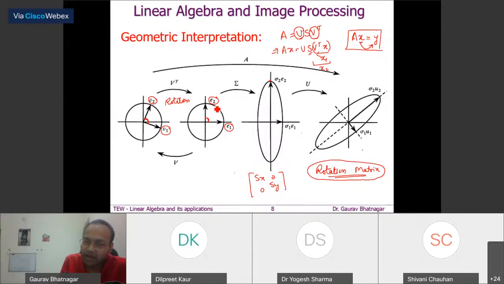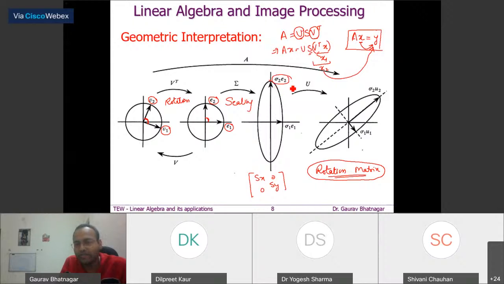So that is why this unit circle becomes an ellipse. This particular domain of circle is now converted into an ellipse, and this is nothing but the scaling effect which is there due to this sigma. So this is nothing but scaling. Now if you take this vector, which is my x2, and apply u on it, I will get another vector, and that is going to be my ultimate goal, this y.